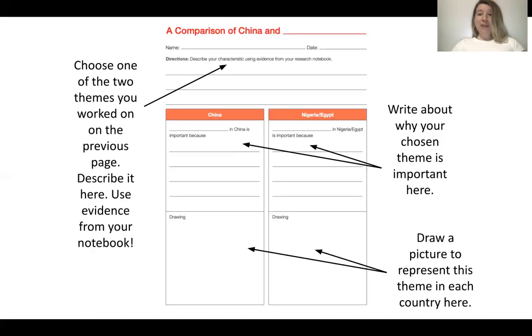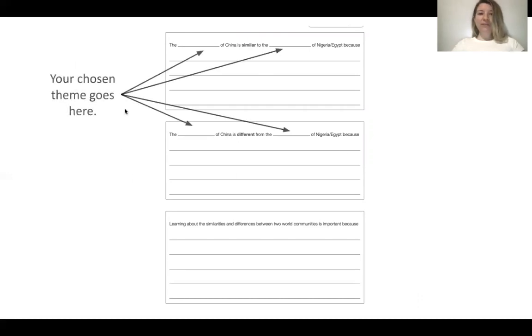Now, this is going to be your final draft. So you might start by getting some feedback on this portion of your work, or you might write this and then get some feedback and then revise it. It's up to you. But let's talk about how to fill this in. First, your chosen theme goes in these blanks. This is where you'll be comparing that theme and contrasting that theme with China and Nigeria or Egypt.